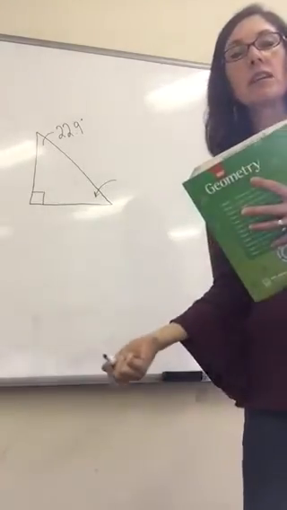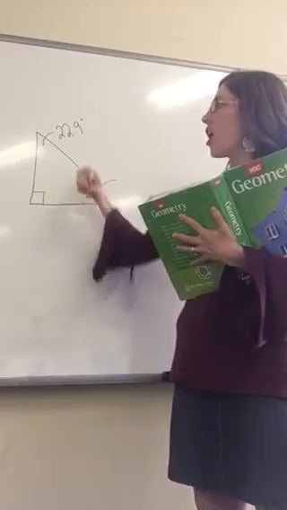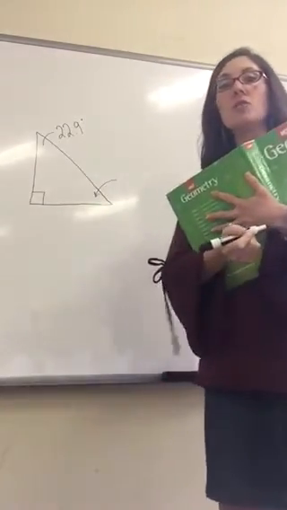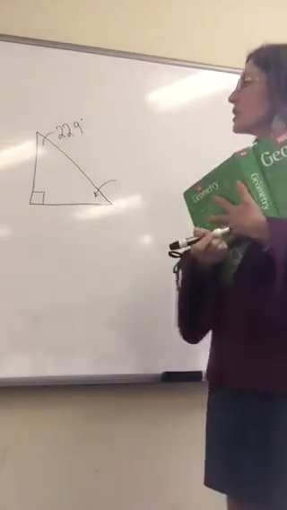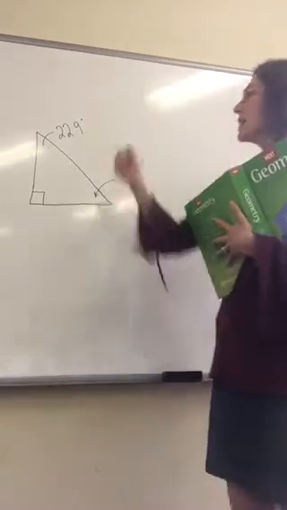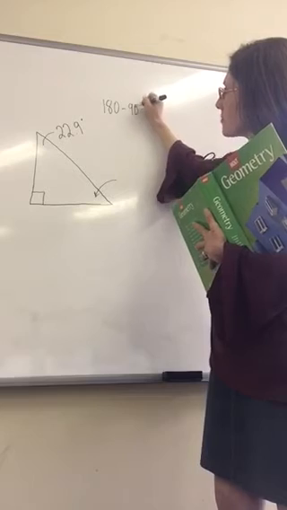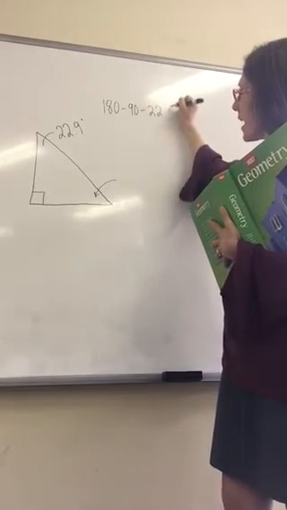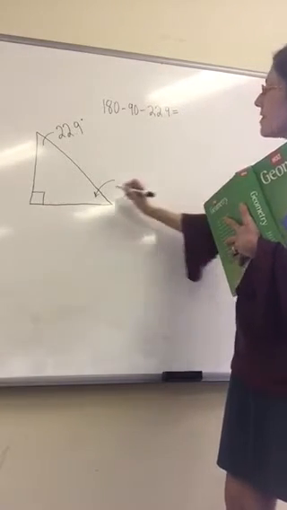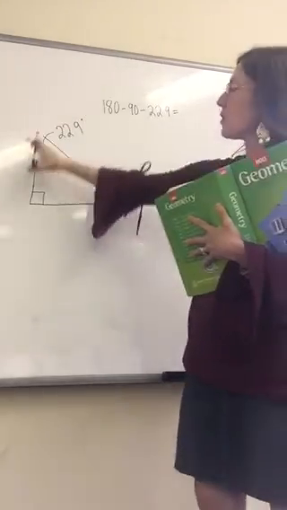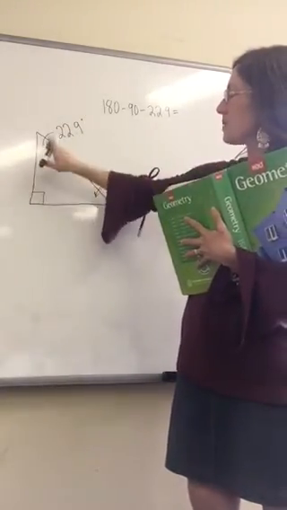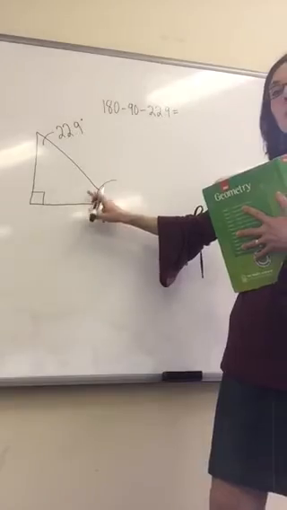What is our triangle sum theorem? It says all 3 angles add up to 180 degrees. So what if we just work backwards? We could either say 180 minus 90 minus 22.9 equals this angle. So we said the whole thing, 180 minus 90 minus 22.9, is going to give us what's left over.